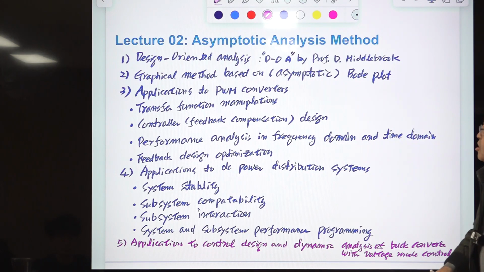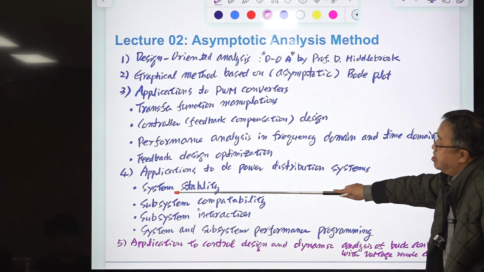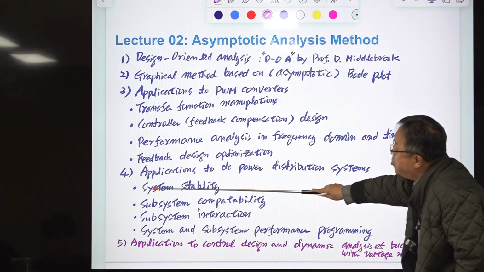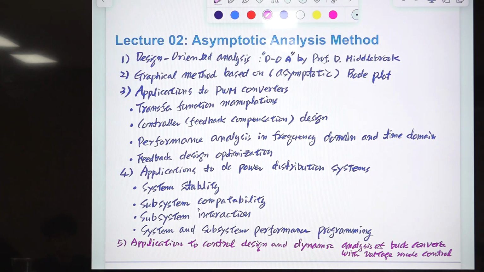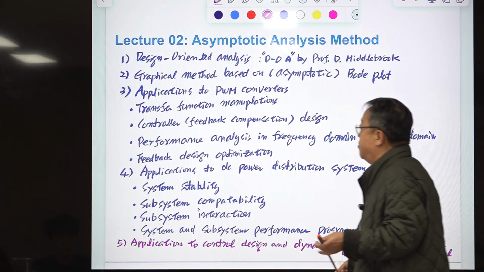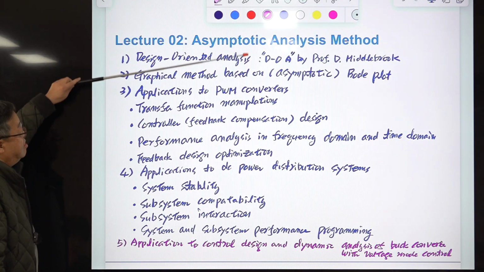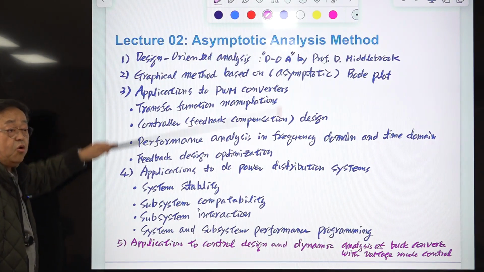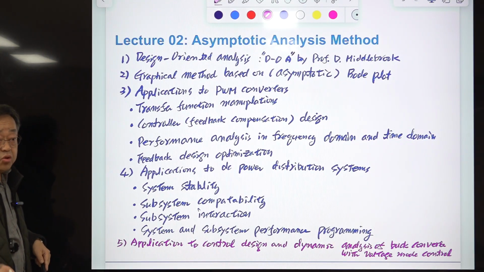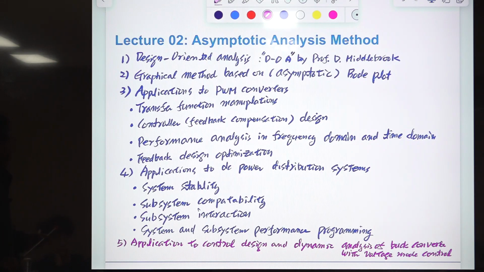In a system, evaluating the system stability is very different from evaluating the stability of individual subsystems. This complicated DC power distribution system requires some techniques, and we will be using this asymptotic analysis method along with other techniques. These include some advanced circuit theorems, the EET, extra element theorem, the feedback theorem, and many others.